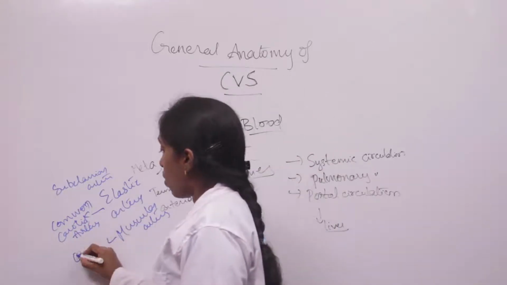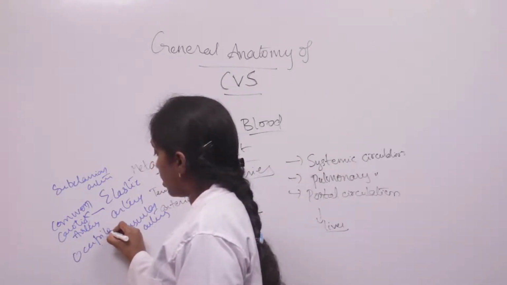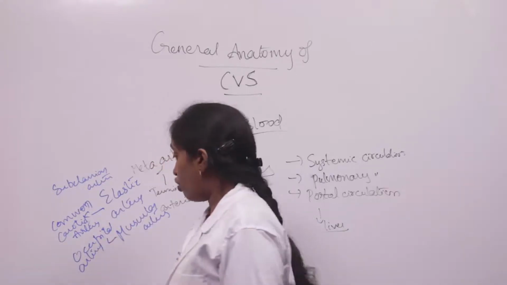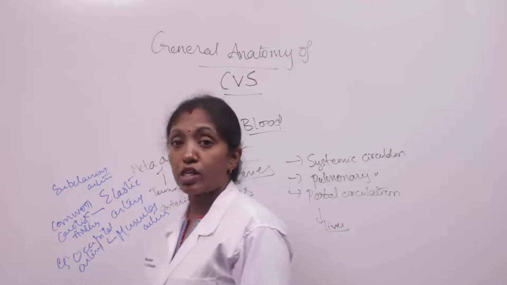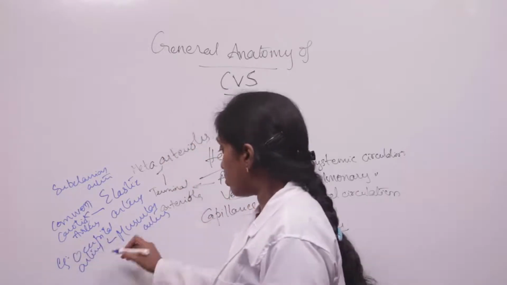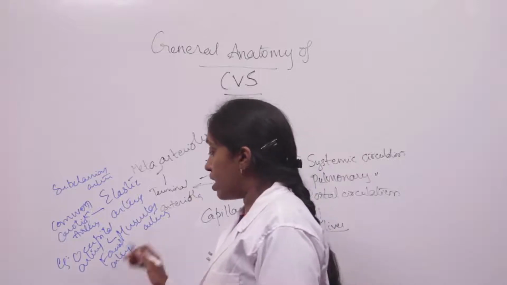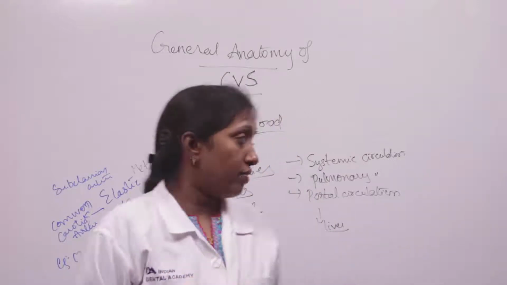Examples of muscular arteries are the occipital artery and also the facial artery. Facial arteries are also examples of muscular arteries, because the tunica media consists of smooth muscle fibers.